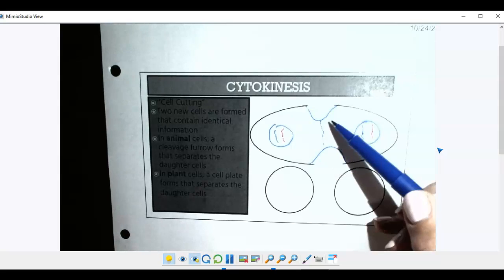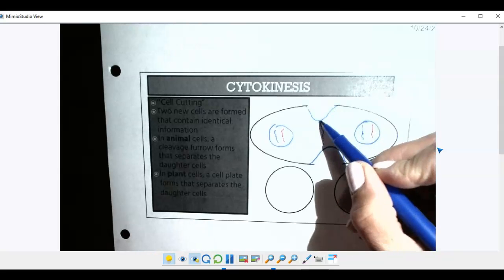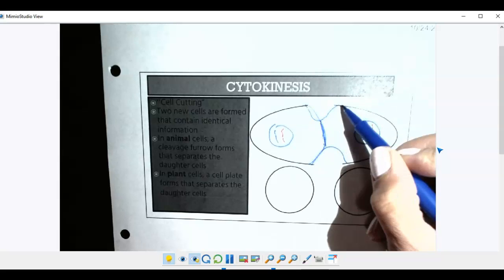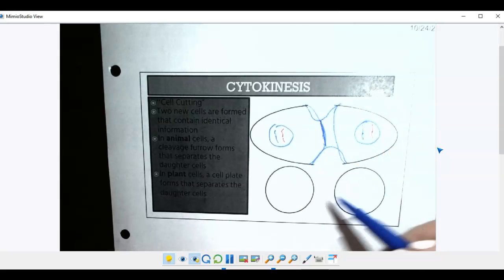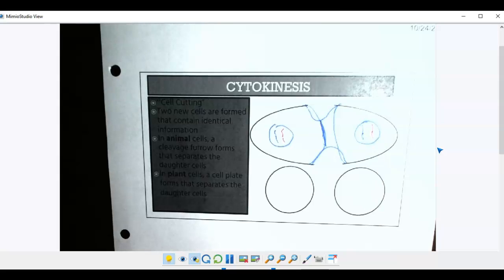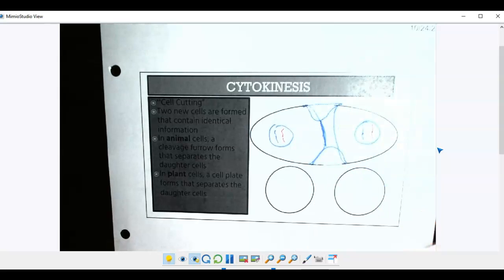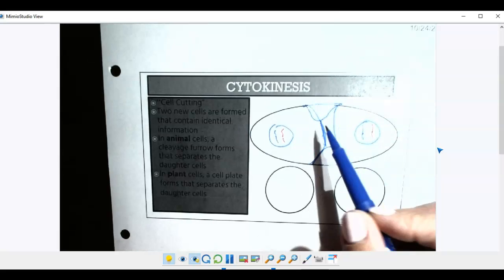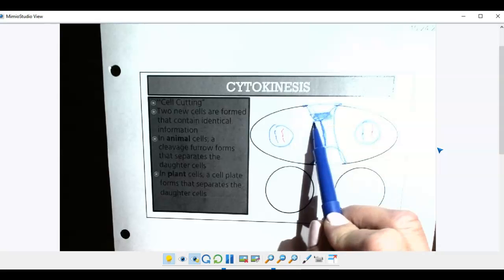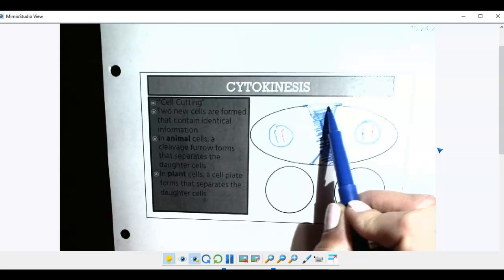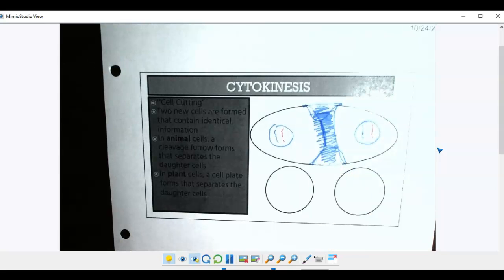And eventually what happens in animal cells is this cleavage furrow, these 2 come right together and it's going to form these 2 cells, just like these 2 cells. Okay. If it is a plant cell, what's going to happen is this. The cleavage furrow is not going to happen. Okay. Not a cleavage furrow. But right in the center, we have what we call a cell plate that forms. And that cell plate is part of the new cell wall. And we're going to end up with 2 brand new cells.